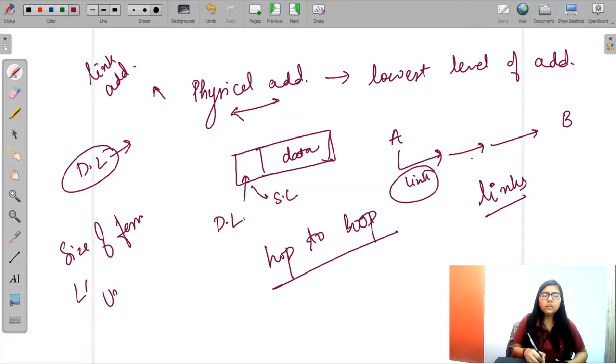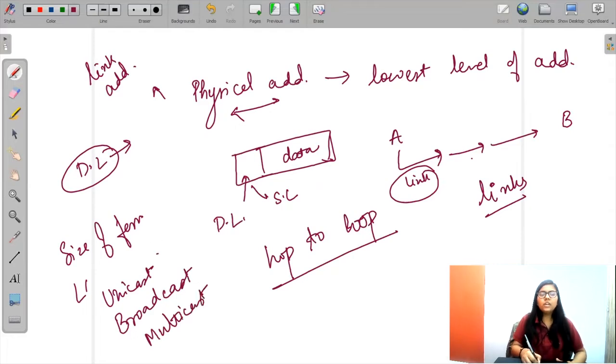Physical addressing can be of 3 types: it can be unicast, broadcast, or multicast, right? Unicast is when it is being sent to one network only, broadcast is when it is to be sent to all the networks, and multicast is when it is to be sent to one or more networks, right?